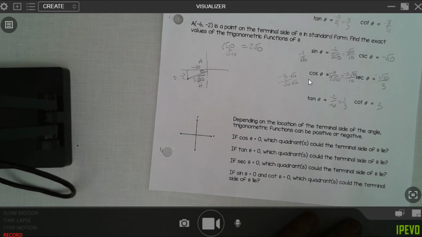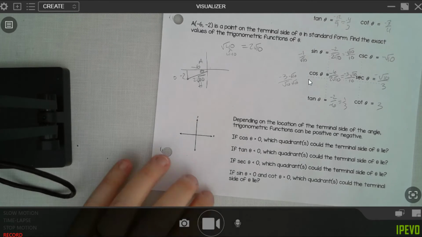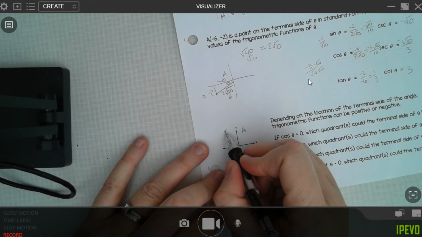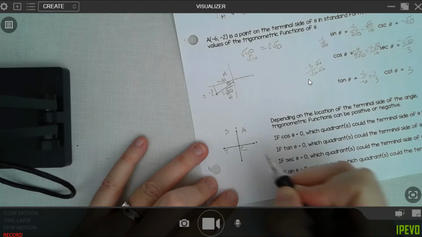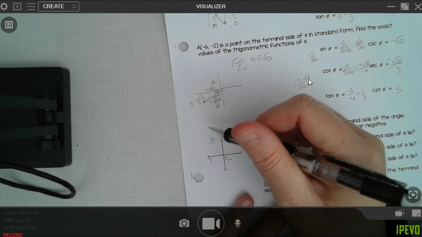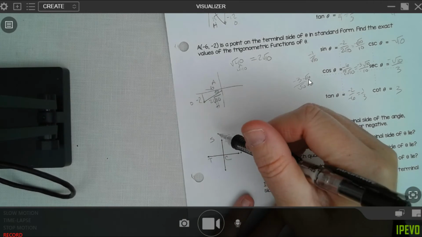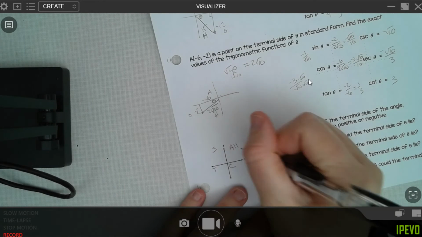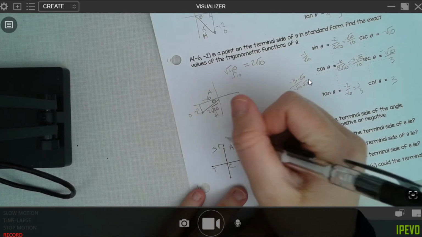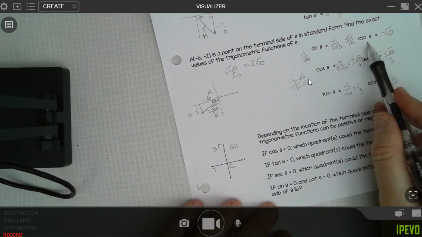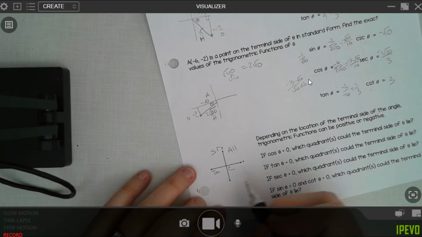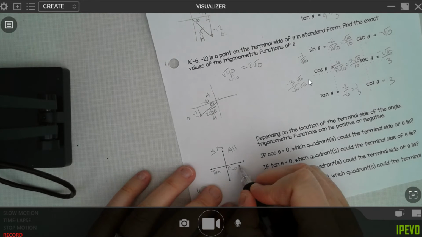All right, so depending on what location the terminal side of the angle is in tells you if your trig functions are positive or negative. So we have what I tell my students is All Students Take Calculus. Some people remember if you go clockwise, it's the ACTs, so ACTs with an S on it. What this means is that all trig functions are positive. The sine and its reciprocal are positive. This is tangent, and its reciprocal is positive. And this is cosine, and its reciprocal is positive.